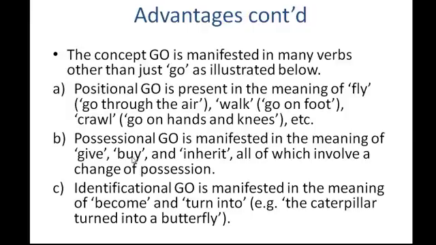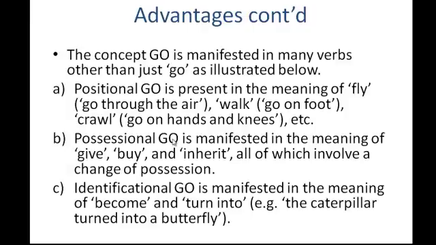In the same way, the word buy can also tell us more about the possession of go. When you buy something, you buy it from another individual. I can buy a book from John. So it means initially that book belonged to John. He is the one who possessed the book, who had the book. But now, because I've bought it, I'm the one who possesses the book. So the possession of go can also be manifested in the word buy.